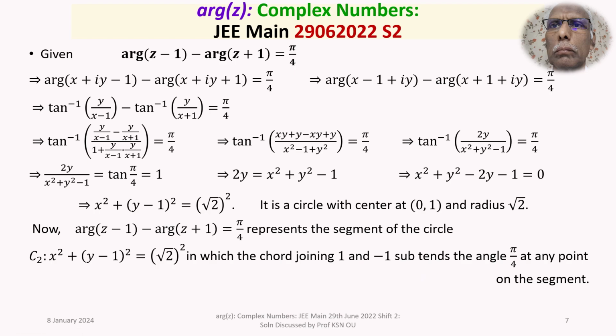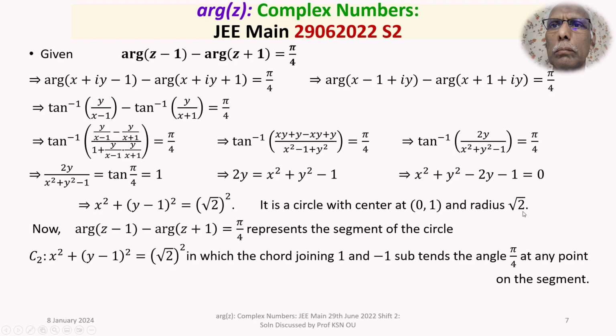So, some students will answer the question from here. How? They take C1 and C2 and see what the centers are. The center for C1 is (0, 0). The center for C2 is (0, 1). R1, the radius for C1, is 3, and the radius R2 for circle C2 is root 2.